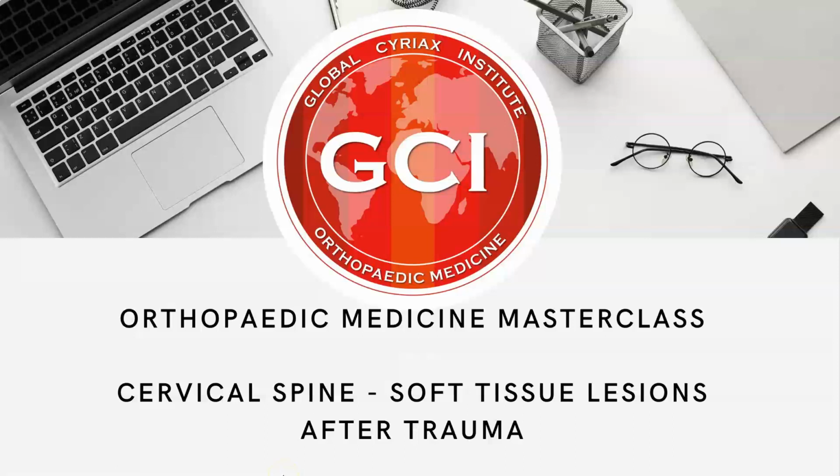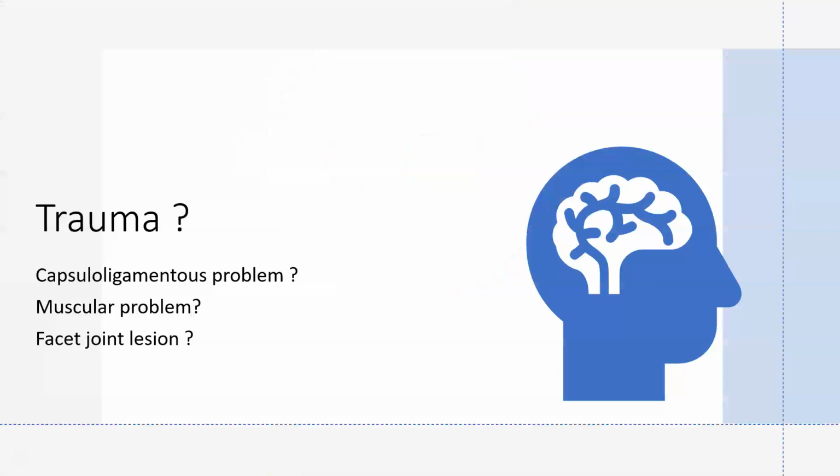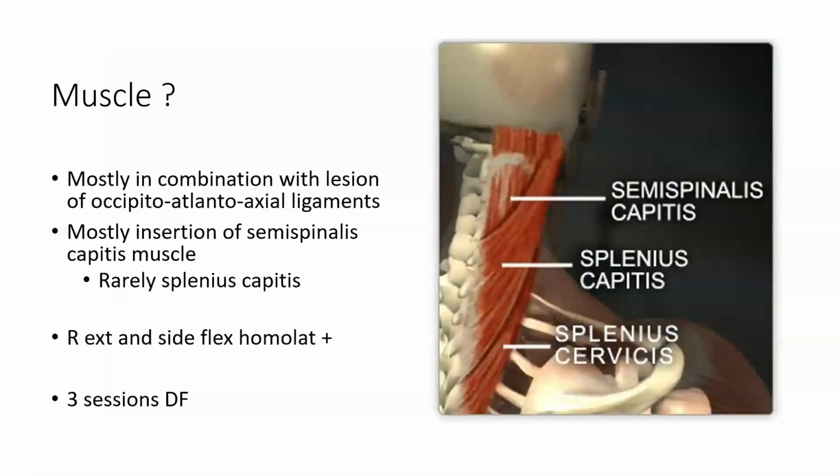If we hear in the history that there was a trauma, then of course we also have to consider extra diagnostic options, such as a capsuloligamentous problem, a muscular problem, or a facet joint problem. Well, let's have a closer look.